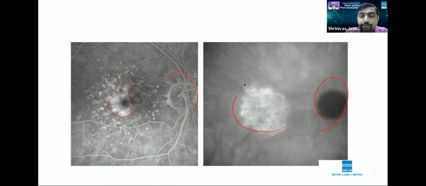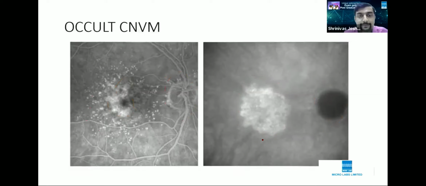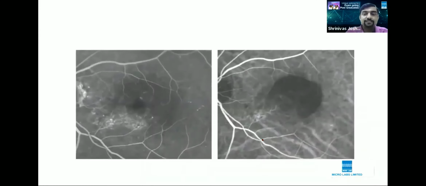But in the ICG, you can definitely see a large area here. So what is this called? This is nothing but the occult CNVM with a plaque seen on ICG. Okay. So this is a very characteristic fluorescein and ICG. See here, in the fluorescein angiography, you see the vessels more nicely filled with the dye. Here also you see the dye, but you see the choroidal vessels here. So these are the vessels which are largely seen in ICG.